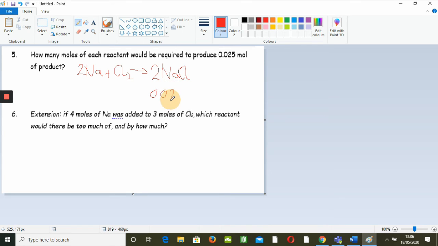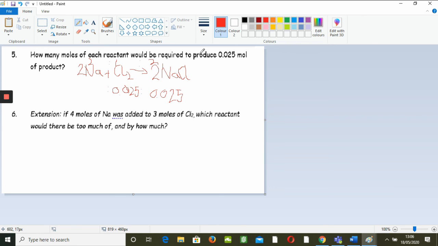So if 2 moles of sodium chloride was produced, using our mole ratio of 2 to 1 to 2, right? That means that half of the number of moles of sodium chloride must have reacted as chlorine. So half of 0.025 would be 0.0125. So that is the number of moles of chlorine that has reacted.